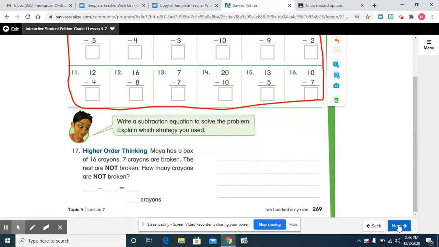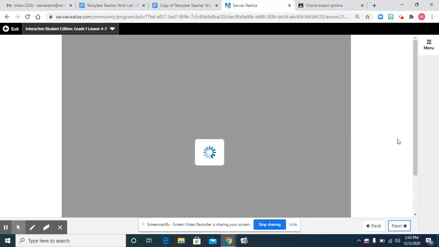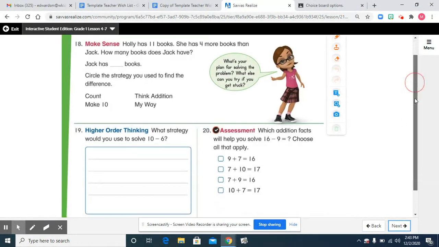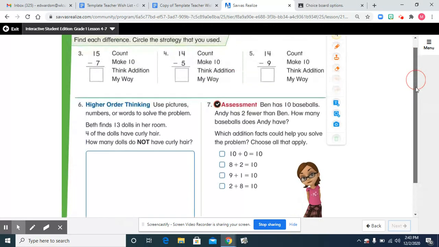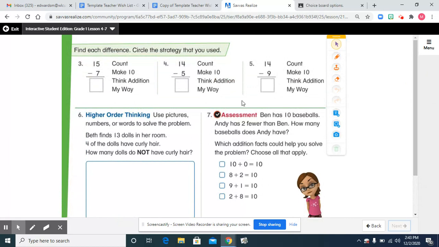Okay? Now, when you are done with that page, you have to do page 269. If you want a little extra practice, you can do a few problems on page 270. You could also do some problems on page 271 and 272. Okay? When you are done with that, please do your quick check on the Savas website. Please do not fall behind on those. It's tough to catch up when you get behind.